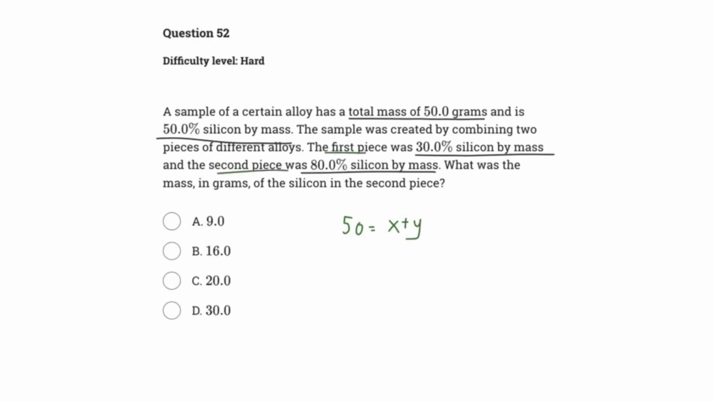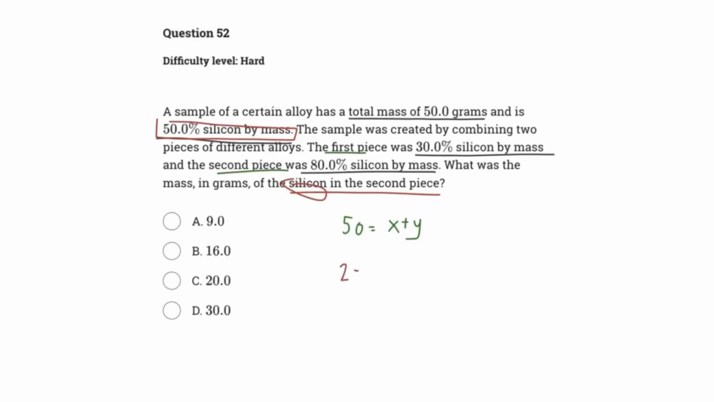But what we want to solve in the problem is the mass in grams of the silicon, only the silicon in the second piece. So how exactly do we do it? Well, we have to read in between the lines. It says that 50% of that 50 grams is silicon. So 50 divided by 2 is 25 grams. So we only have 25 grams of silicon in that sample.